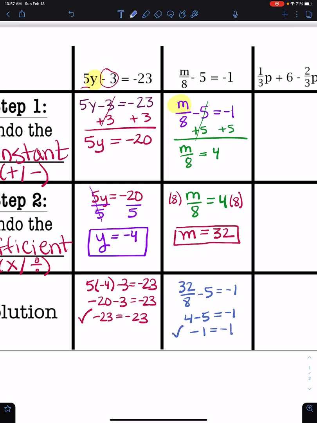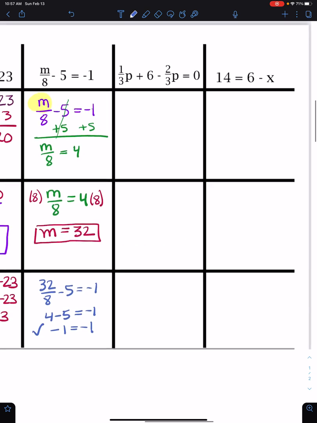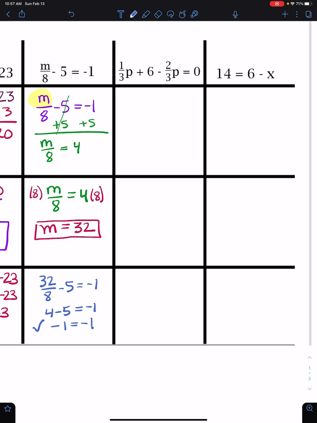This answer is correct. Moving right along, we've added a couple of challenging problems here at the end for accelerated math. You'll notice that 1/3 p plus 6 minus 2/3 p equals 0 has two terms with a p. So since those are like terms, we can combine them by adding their coefficients. 1/3 minus 2/3, or 1/3 plus negative 2/3, that's the same thing, right, is negative 1/3. So when I add those two p terms together, I get negative 1/3 p, and everything else is the same.